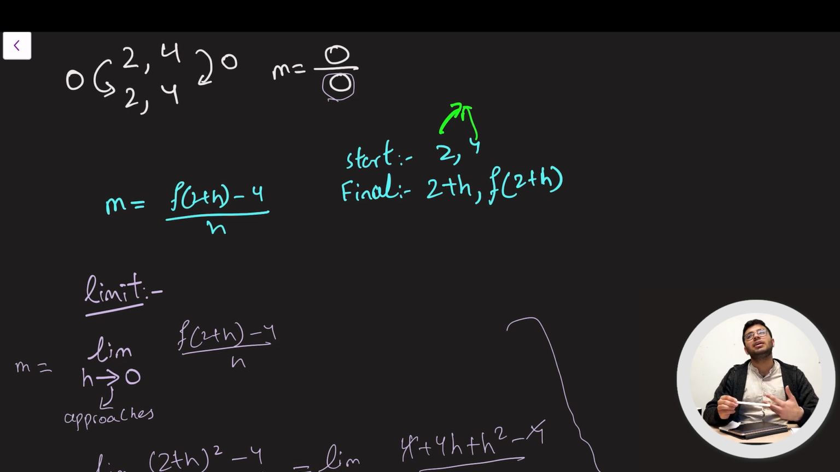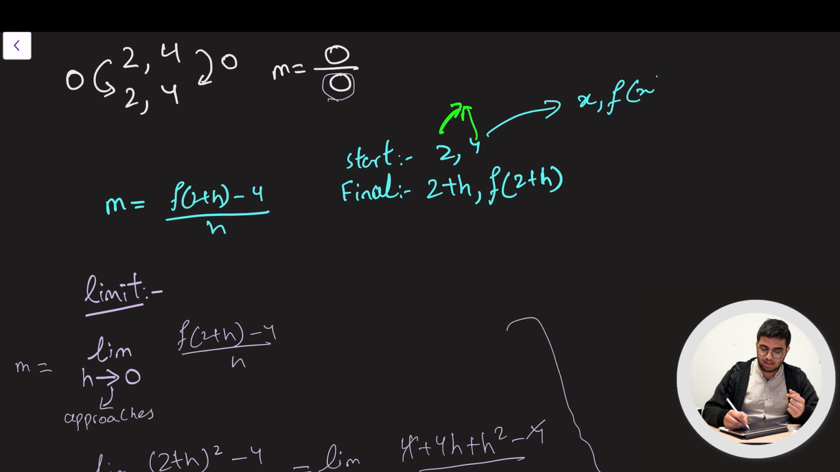But what if I want to find the slope at 3, slope at 4, slope at 1.5? What if I want to find the instantaneous rates of change at those points? Would I have to do the whole thing again? Well, maybe not.